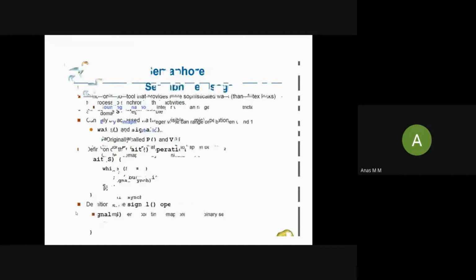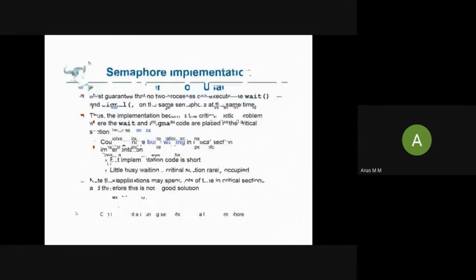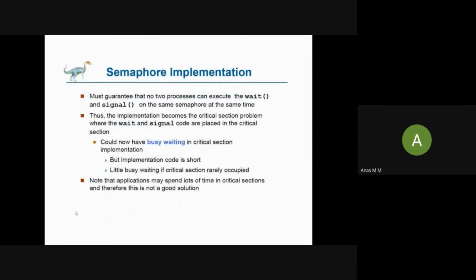And when we are implementing the semaphore algorithm, you must guarantee that no two processes can execute the wait and signal on the same semaphore at the same time. Thus, the implementation becomes the critical section problem where the wait and signal codes are placed in the critical section. We could now have busy waiting in the critical section implementation, but the implementation code is short, so there is little busy waiting if the critical section is rarely occupied. Note that applications might spend a lot of time in the critical section, and therefore this is not a good solution. So this is the drawback.